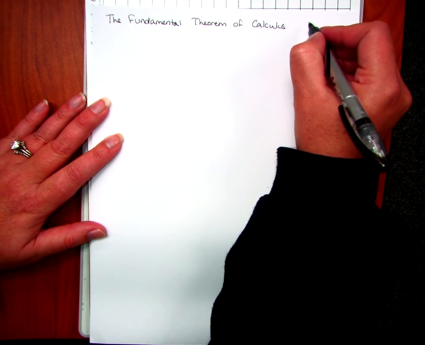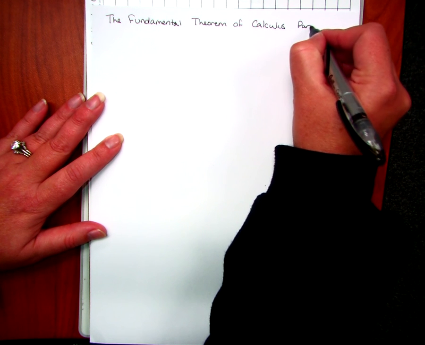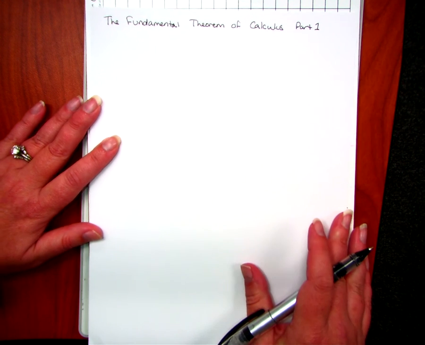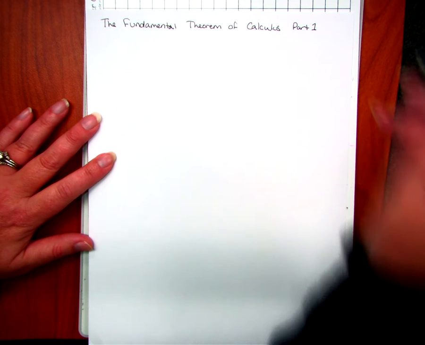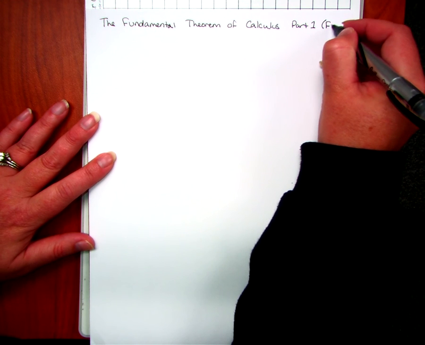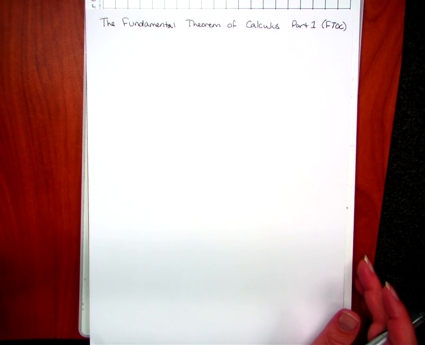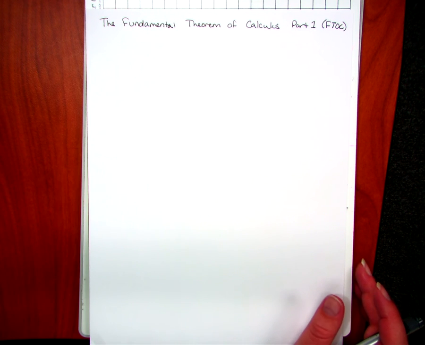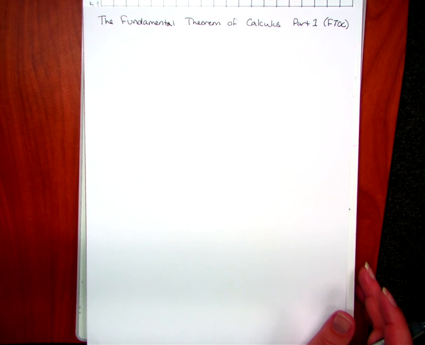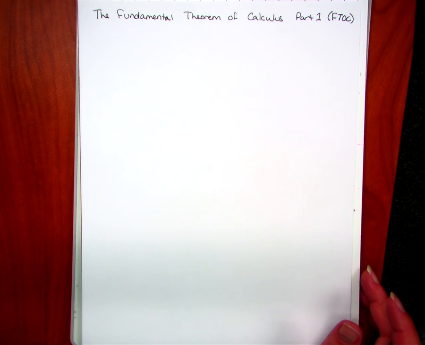Part 1. Okay. All right, so instead of writing the fundamental theorem of calculus, I usually just call it the FTOC. So this is the FTOC part 1. Part 1 defines the integral as the antiderivative. And so if you can just hold on to that fact, you will be good.